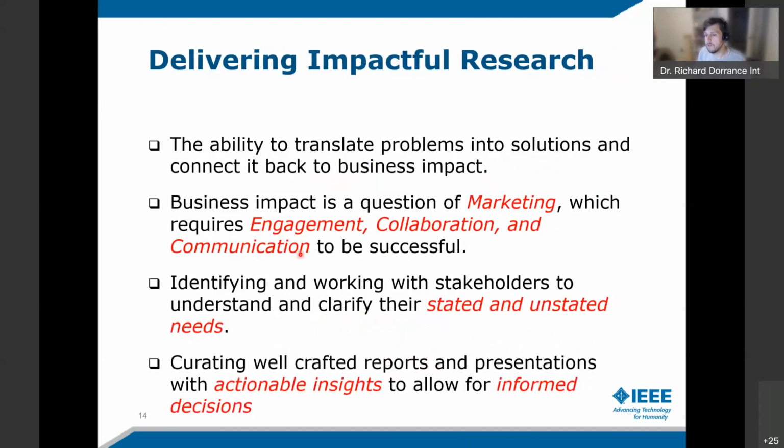And then kind of within here, just a few thoughts in terms of while doing this research, what does it mean to deliver impactful research? Impactful research is really the ability to translate problems and solutions and connect it back to some business impact. And this applies to both industry and academia.